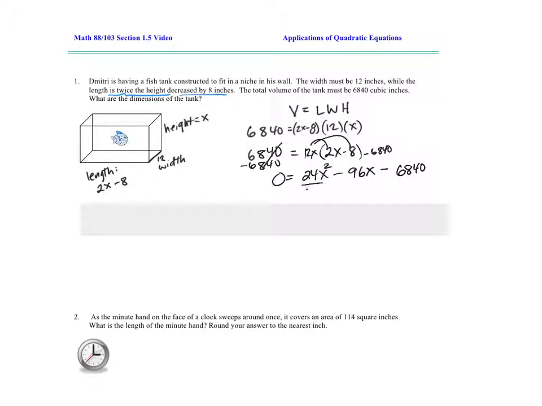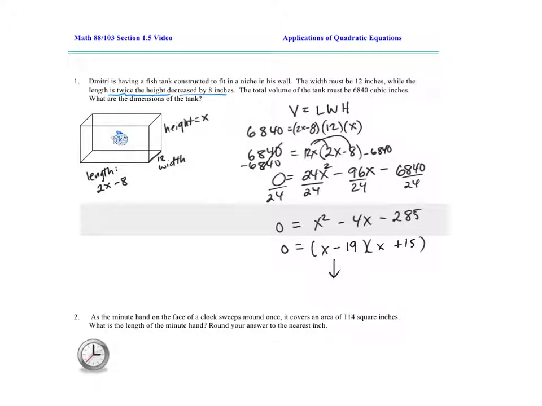It's worth just checking. Perhaps this can simplify a little bit, and it turns out that all these numbers are delightfully divisible by 24. So that makes our life quite a bit easier. Let's see, 96 divided by 24 is 4. And 6,840 divided by 24 is 285. And so if it doesn't occur to you how to factor this, you can use quadratic formula here, that's fine. This does end up factoring as x minus 19 and then x plus 15.